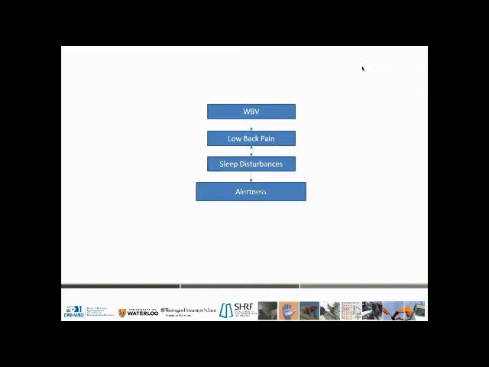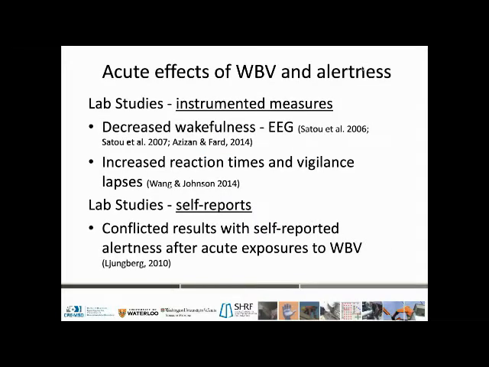But more so lately, instead of this long pathway of how whole body vibration may affect alertness, some lab studies have seen acute and perhaps more direct effects of whole body vibration on alertness. So lab studies using instrumented measures found decreases in wakefulness after acute exposures to whole body vibration, and that was using EEGs. And another study found increases in reaction times and vigilance lapses after acute exposure. Lab studies using self-reports, however, had conflicting results.